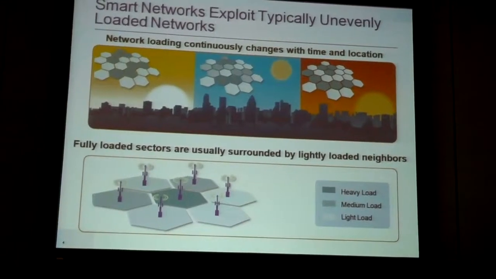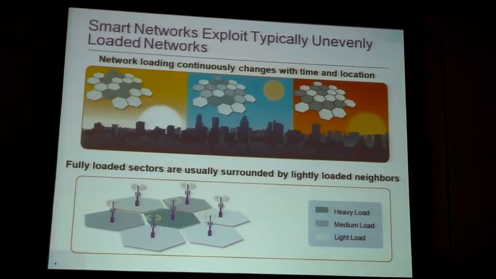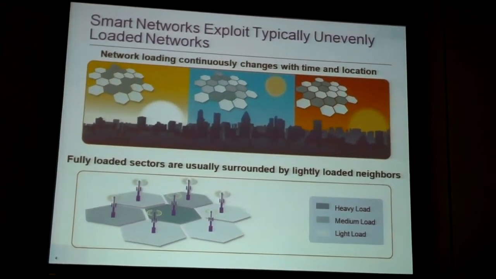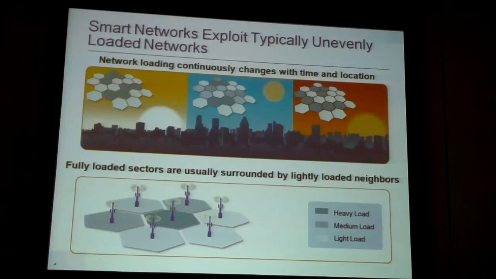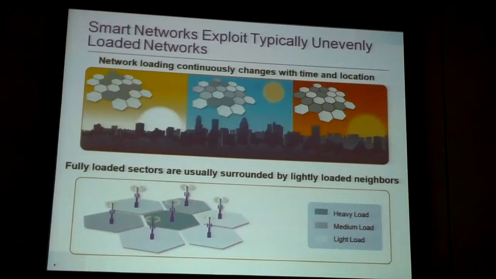So the whole idea behind smart networks is to exploit the network load that is uneven and changes continuously. It changes during the day, it changes by location. You can have heavily loaded cells surrounded by lightly loaded cells, and that changes during the day. So if you can utilize this capacity better, you can improve the overall network capacity. You can introduce that like a concept. Traditionally, I think we have looked a lot at improving the capacity when you have 100% load in the networks. But that's not what you see in networks.